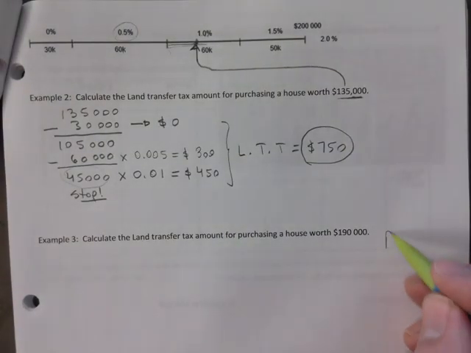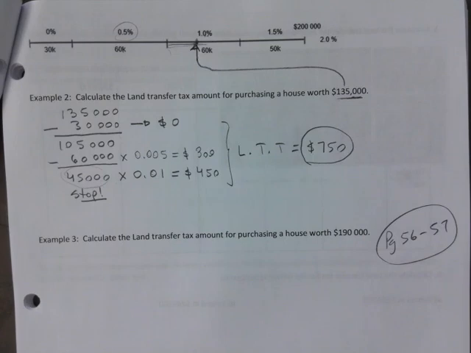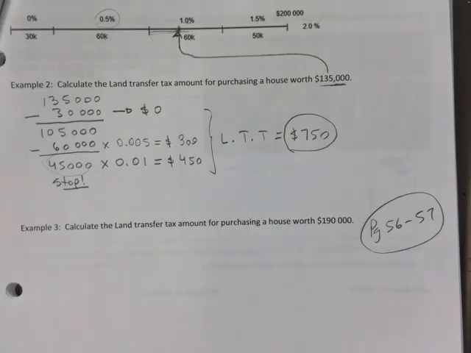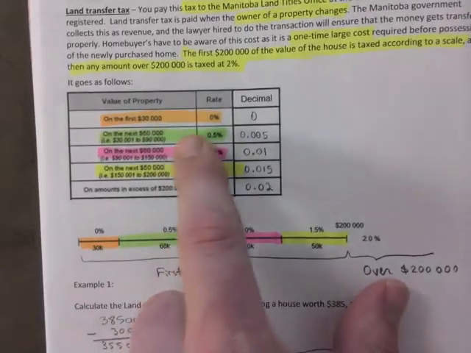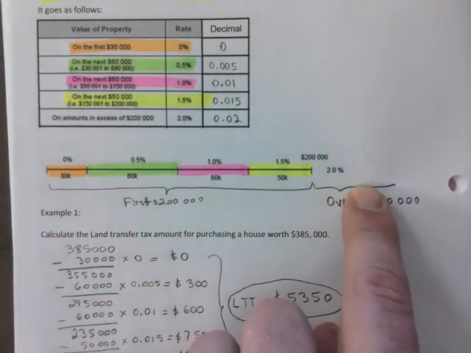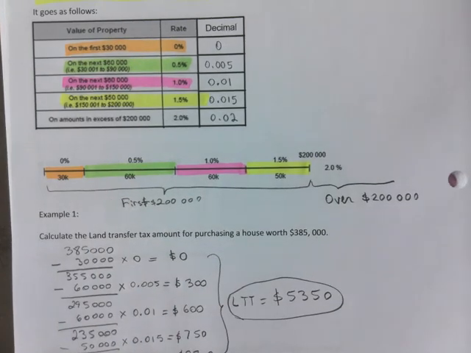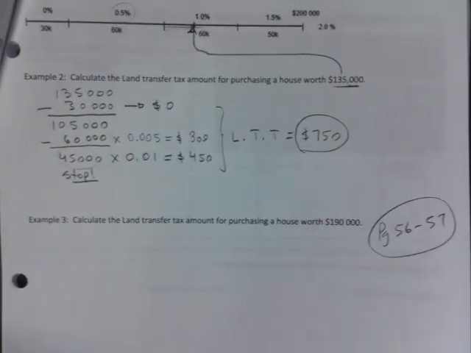56 to 57. Yeah. So 56 to 57. So in case you were sleeping, this table on your study sheet, maybe this as well. And that's basically all you need for land transfer tax on your study sheet.